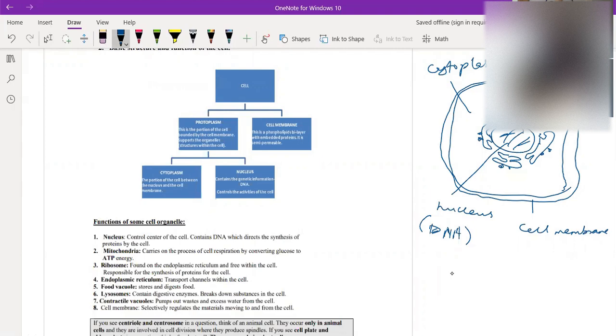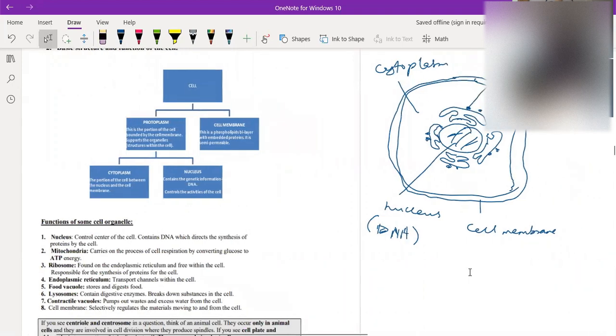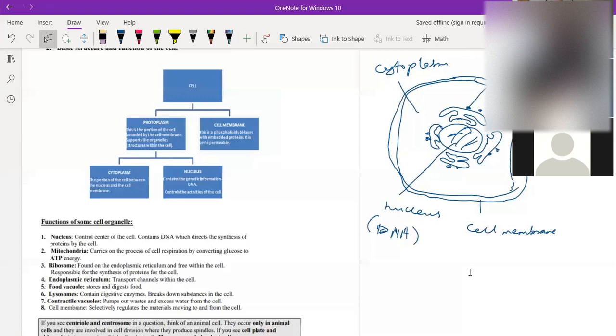Ribosomes. And what are the functions of the ribosomes? It makes proteins. Protein synthesis. Good. Protein synthesis. So once you see ribosomes, quickly think about protein synthesis in the question, right? So we have ribosomes found on the endoplasmic reticulum. And they're also free within the cell, so they can be free or bound, right? They're responsible for synthesis of protein in the cell. So protein synthesis, that's the key. When you see ribosomes, protein synthesis.